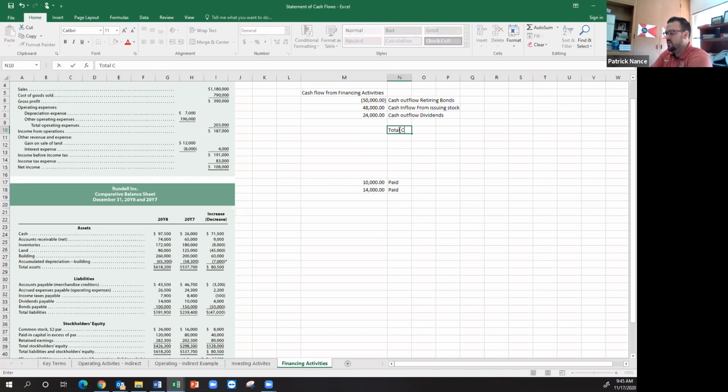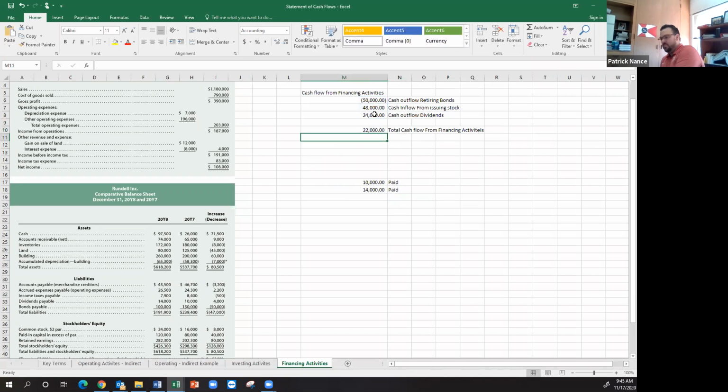So my total cash flow from financing activities is the sum of these three, what should be a total cash. Oh wait, I have this one backwards. This is a negative number. Sorry, this is the only cash inflow. Cash outflows are negative. So a total of negative $26,000, or a cash outflow from financing activities of $26,000 in total.